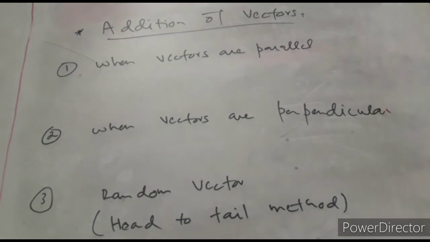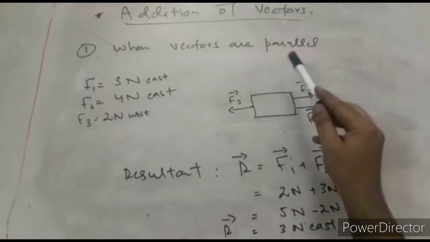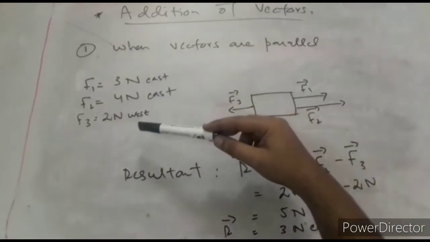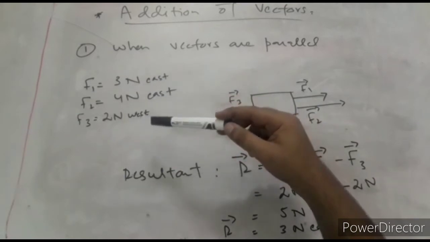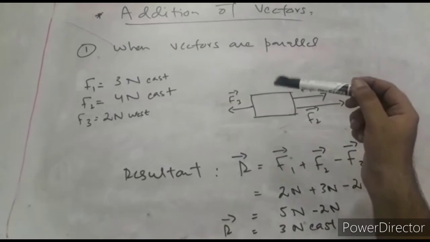Okay students, so let's discuss the first case when the vectors are parallel. So we are given with three vectors, F1, F2 and F3. All these three are vectors of force. They're acting on a box like this, and we have to find the resultant.